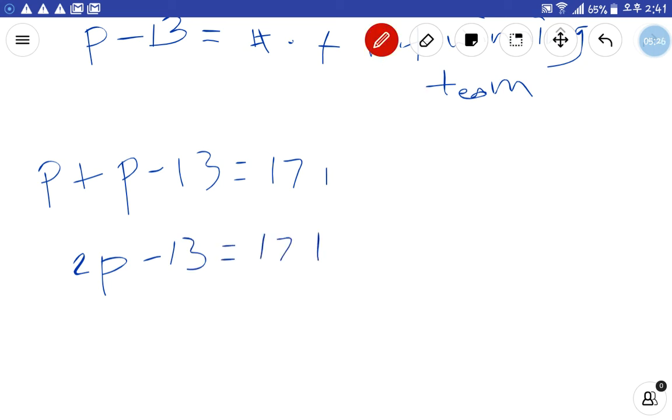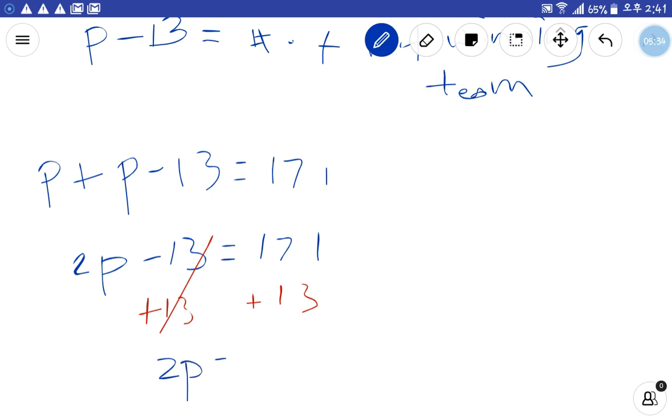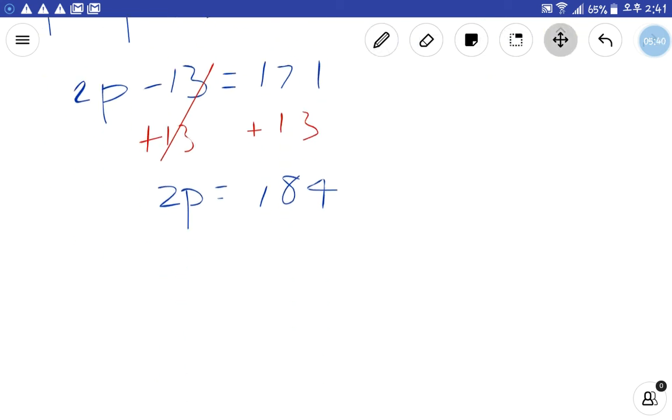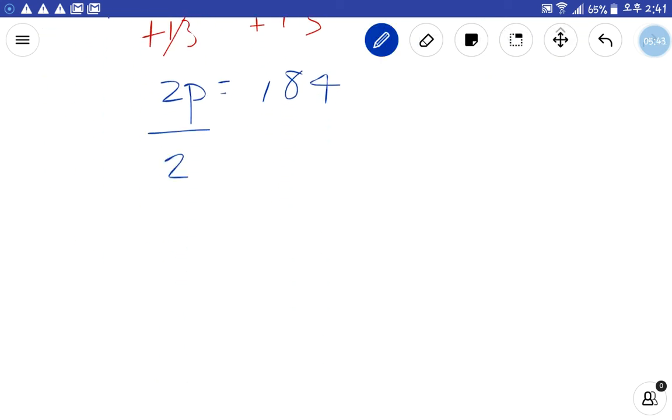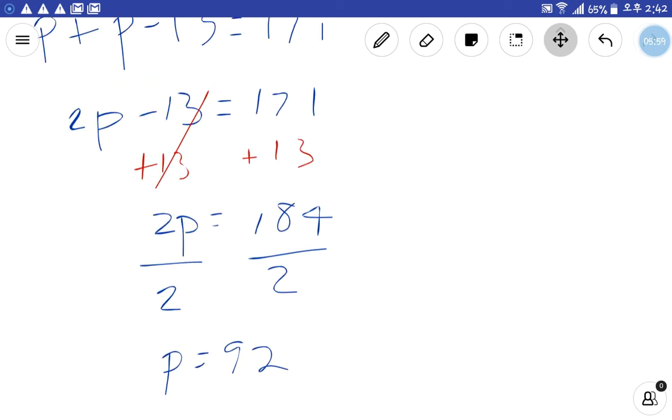Now I have a minus 13, so you add 13 to each side so that I can cancel that one out. And that would be 2p on your left side, equivalent to 184. Now what should I do after? You have to divide by 2 on each side so that your p would be what? 92. Okay? So your p is 92. So we have to find the number of the winning points, which is 92 itself. So your answer would be 92 points.